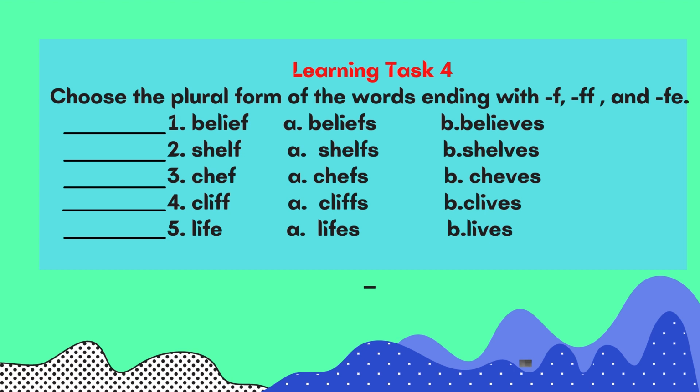All right, so let's take number 1, belief. A, is it beliefs? B, believes. 2, shelf. A, shelves. B, shelves. 3, chef. A, chefs. B, sheaves. 4, cliff. A, cliffs. B, cliffs. And number 5, life. A, lives. B, lives. So, children, choose only the letter of the correct answer.